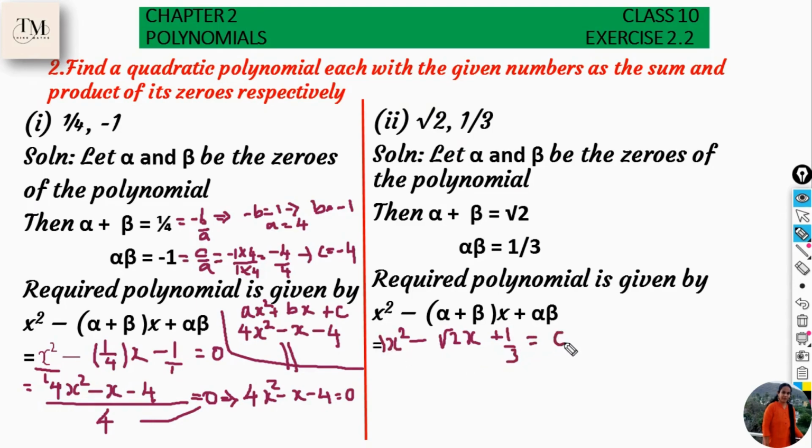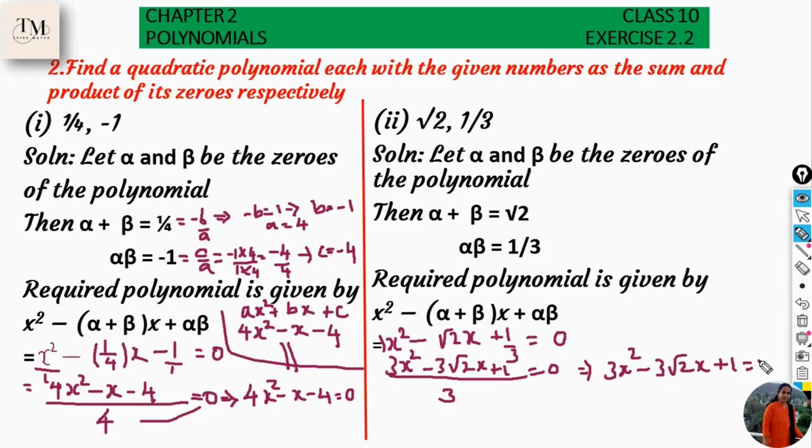So if we equate to 0, we'll take LCM as 3. So 3x square minus 3 root 2x plus 1, which is equal to 0. So if we cross multiply, this 3 into 0 will be 0. So the equation will be 3x square minus 3 root 2x plus 1 equal to 0.